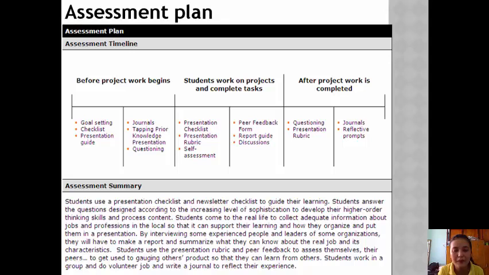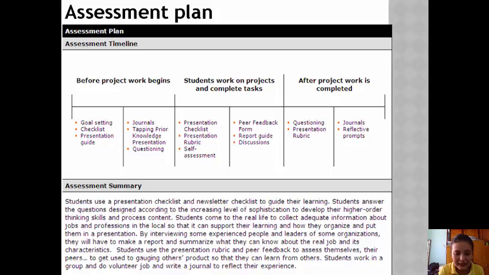And the last part of my presentation is the assessment plan. As you can see, there are many assessment strategies I used in the assessment plan: before the project, during the project, and after the project. The students will use the presentation rubric, the self-assessment, the peer feedback, the report guidance scores, and the presentation checklist.